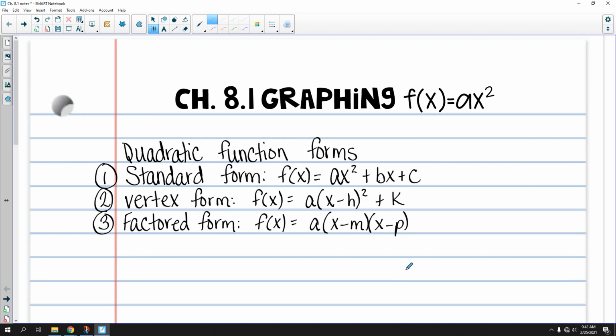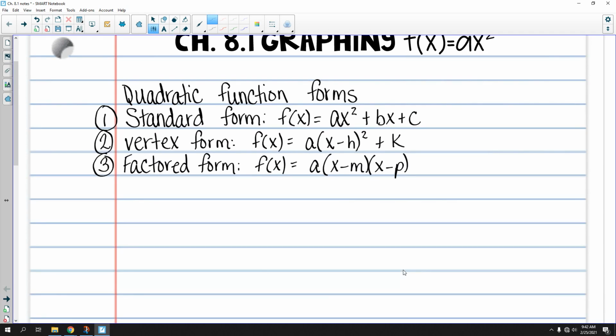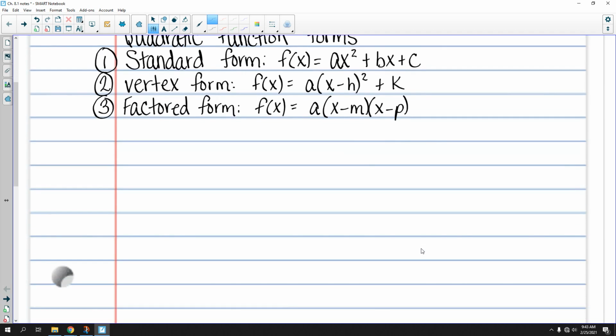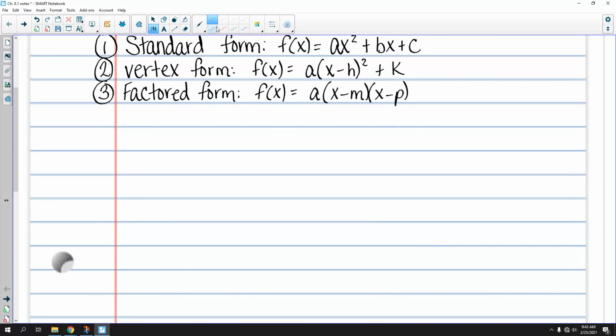Now let's talk about how a quadratic function looks, okay? What we're going to do below this is we're going to draw a coordinate plane. That's supposed to be a straight line. My goodness. Let me try that again. I'm really trying here.